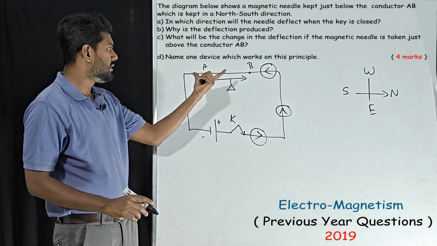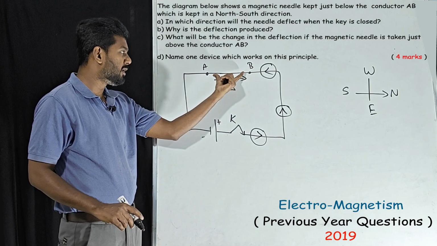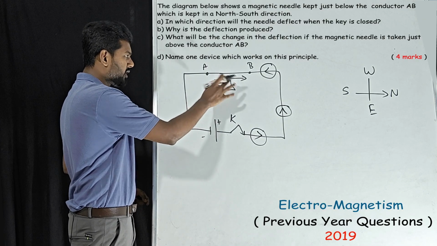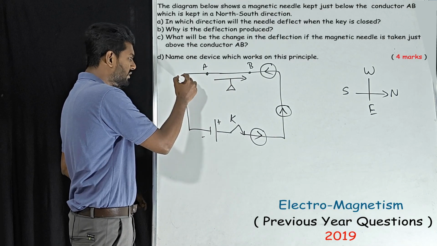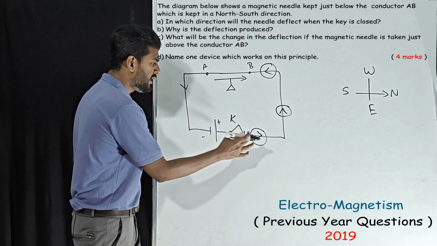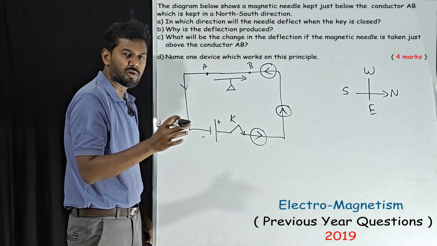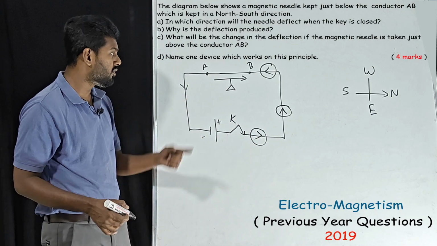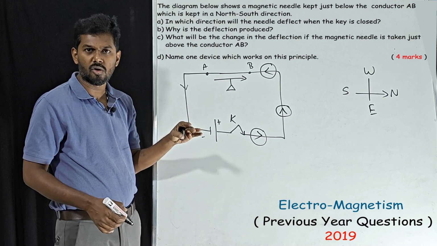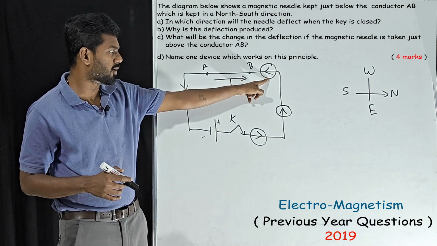Why? Because this is where the conductor is and below it we have the needle. If the needle was here, then we would care about this direction of current. If the needle is here, above or below, we care only about this direction. So wherever the needle is in that path, above or below, the direction of current there is important for us. Now we know this is important.